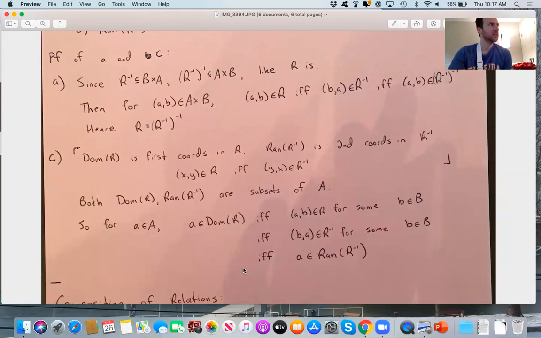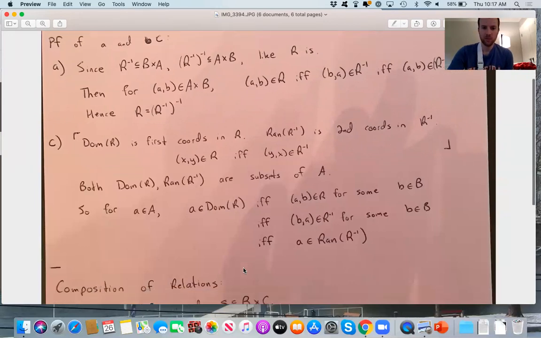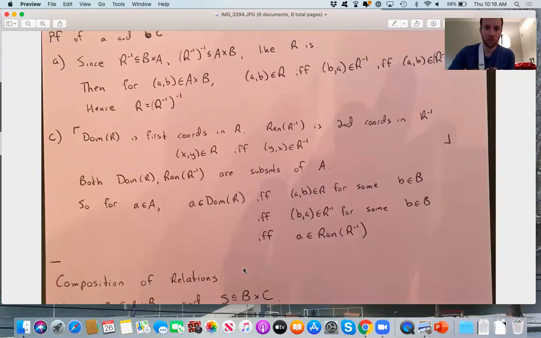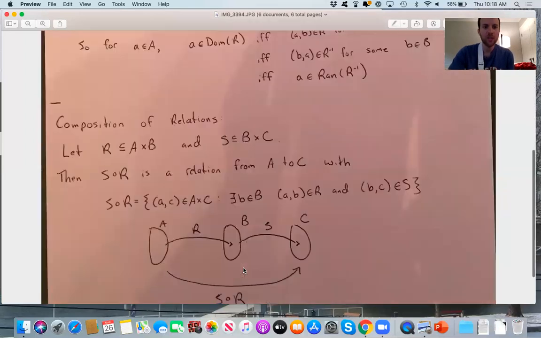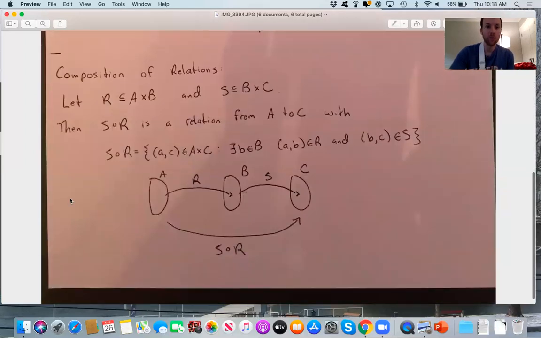So one other topic, which you likely recognize from talking about functions, is composition. We can compose relations also, and this picture in particular is a common graphic used when talking about composition of functions. In composition of relations, we're taking two relations and we want to combine them in some way to form a new relation.